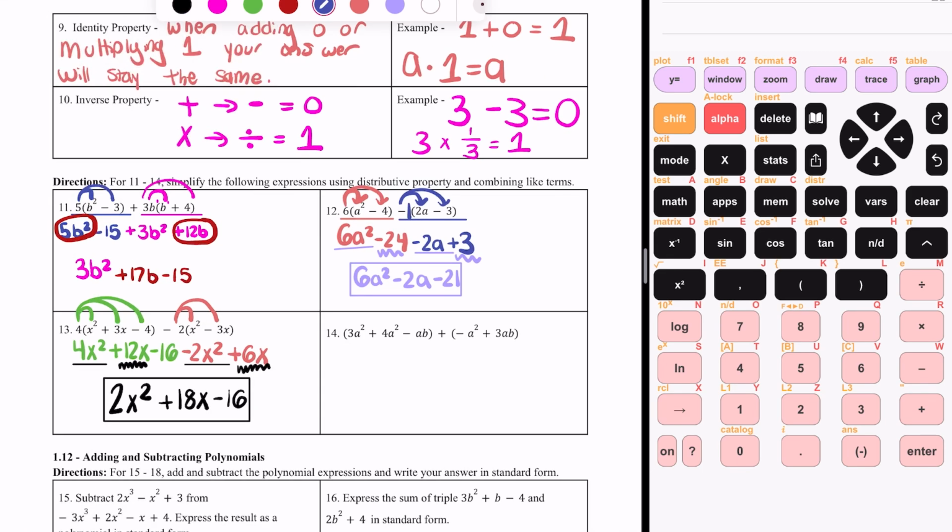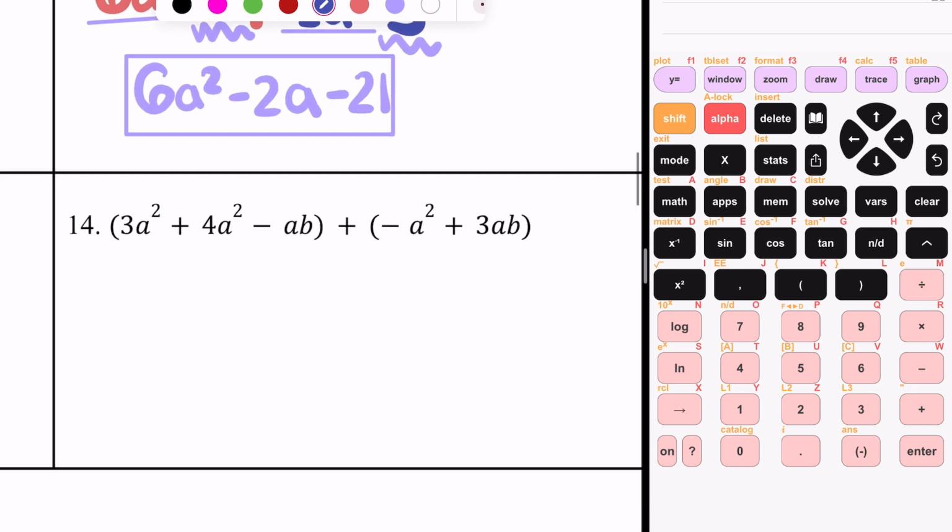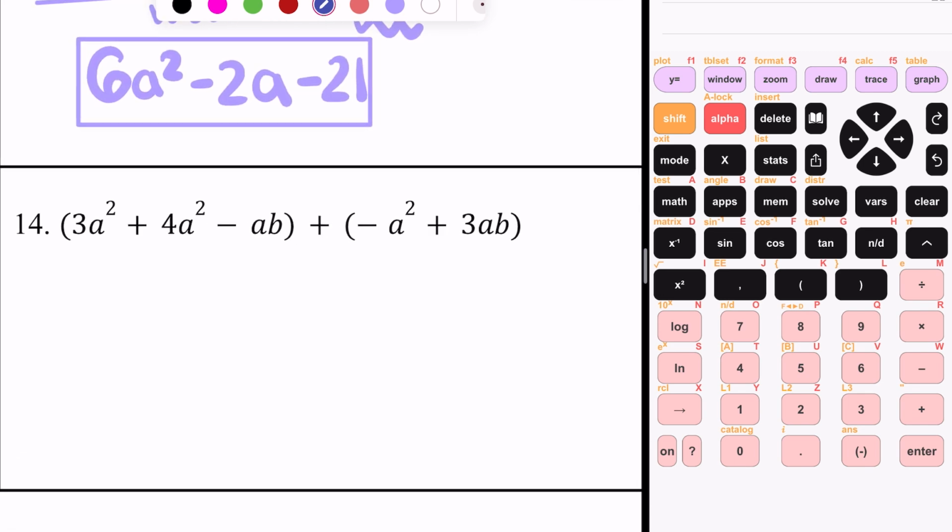All right. And let's look at 14. Oh, 14 is a beautiful one. The reason why it is beautiful is in front of both of these parentheses is just an imaginary 1. If you multiplied by 1, nothing would change. So all we got to do here is combine like terms.